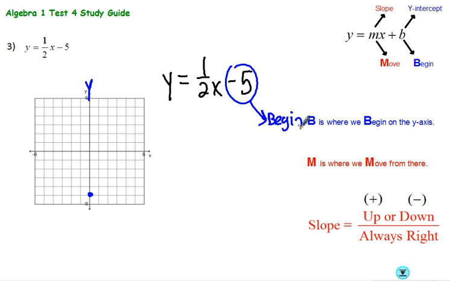And then the slope just tells you where to go from there. So this one has a +1 for a slope. So we're going to go up 1, and we're going to go right 2. So up 1, right 2, 1, 2.